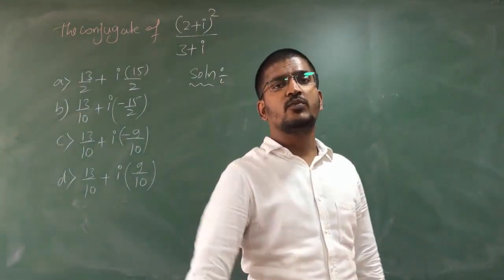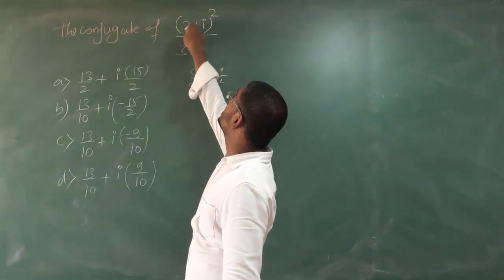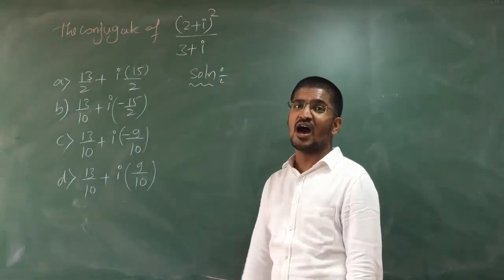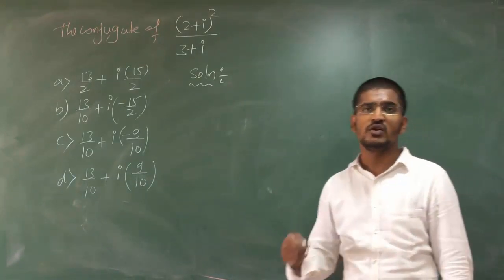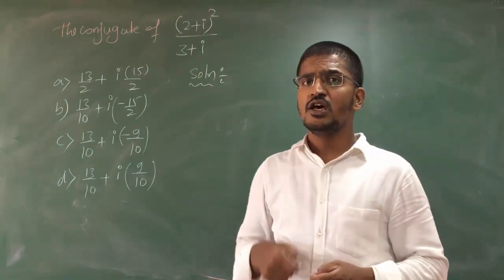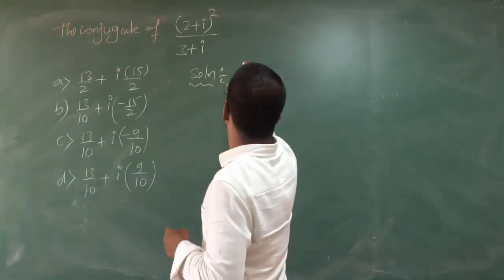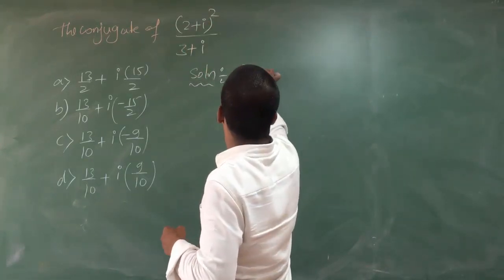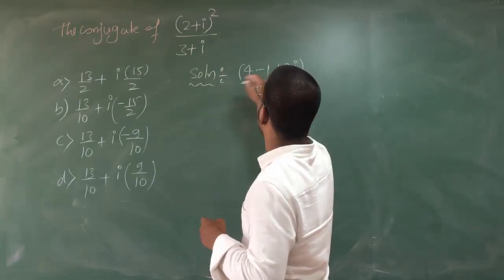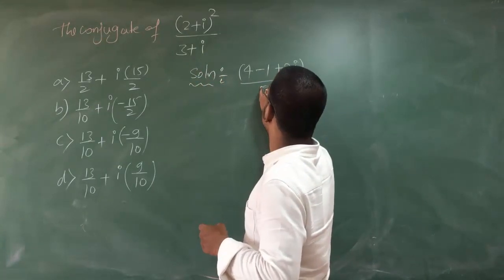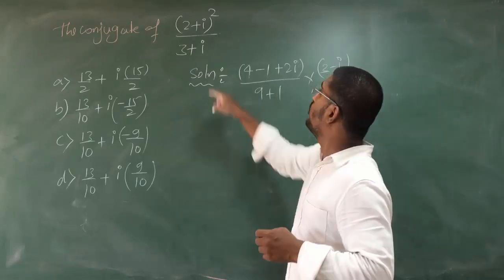Okay students, now let us move to our next problem, that is the conjugate of 2 plus I whole square divided by 3 plus I. So you know what is conjugate. If z equal to a plus ib, z bar will be equal to a minus ib. That is your conjugate. So now let us try to find the conjugate of this particular number. So 2 plus I whole square will be 4 minus 1 plus 2i, divided by what? You simplify this, that is 9 plus 1 into 3 minus I, by rationalizing this.